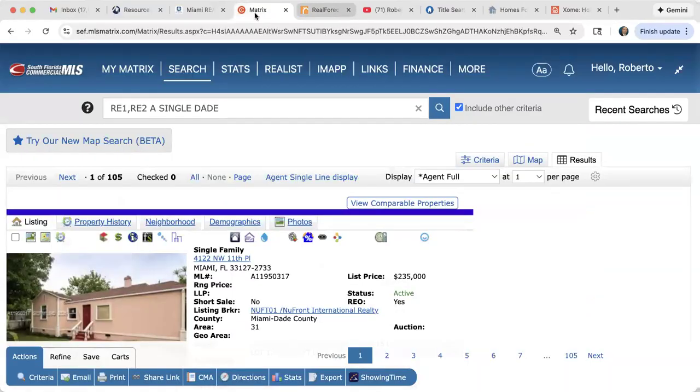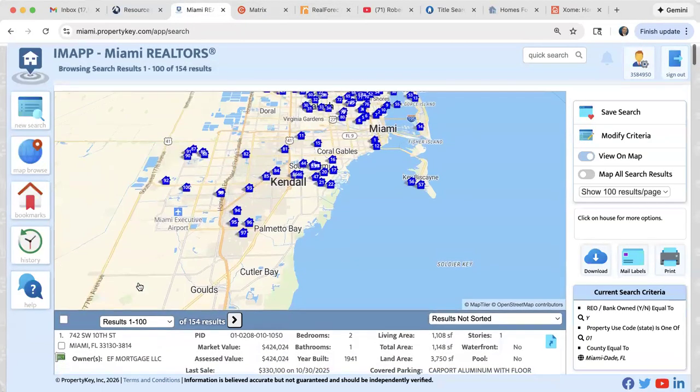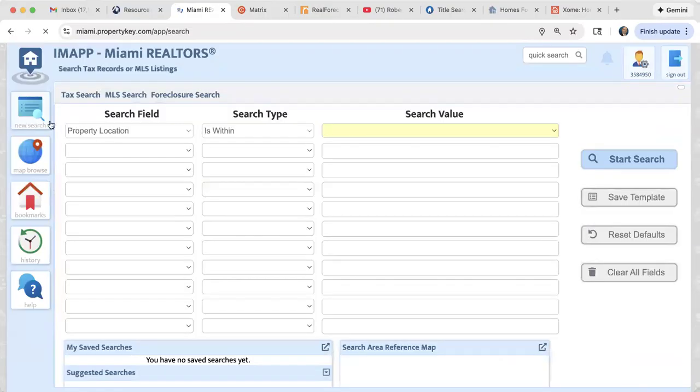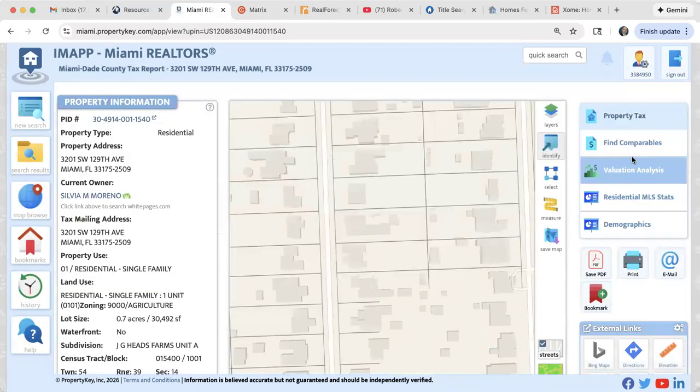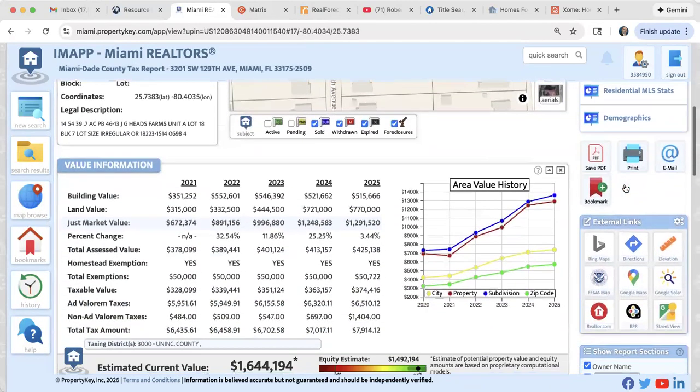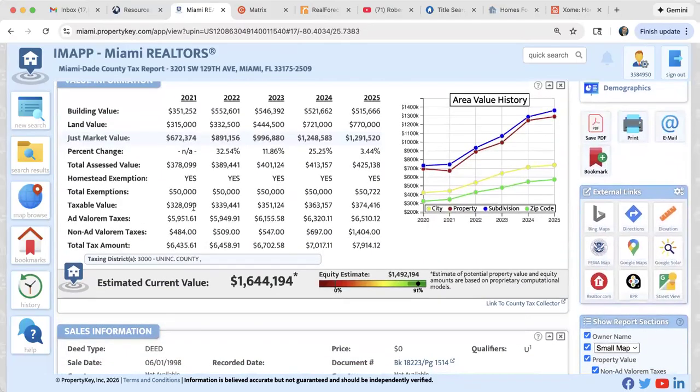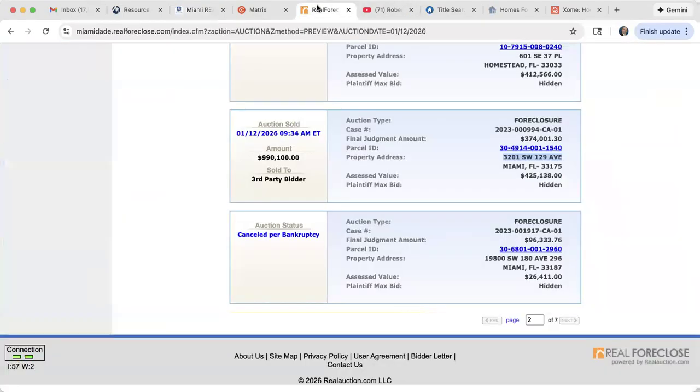I'm going to go to IMAP real quick. I'll click on new search, and then the property address is right there. Let's click on search. The estimated value, which is not even the CMA value, is upwards of $1,600,000. The third party bidder paid $990,100. So would you say that's a good deal?